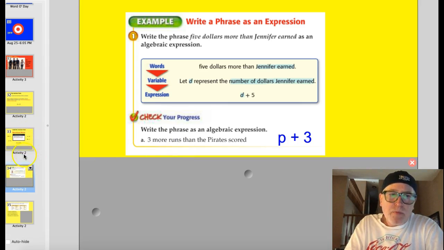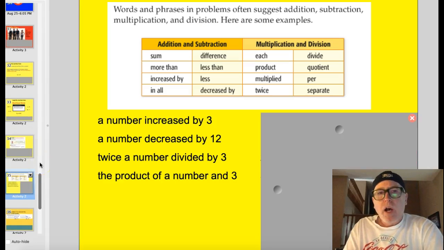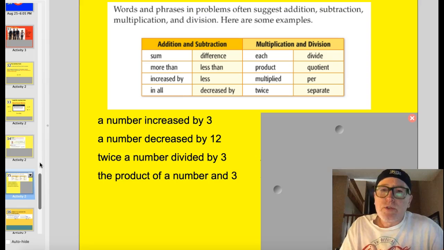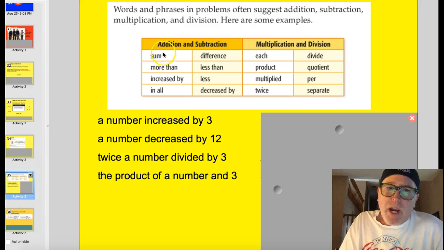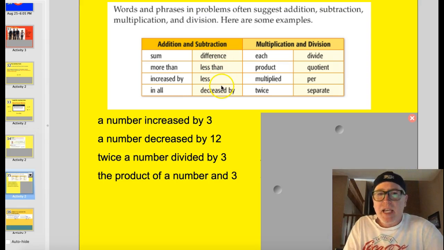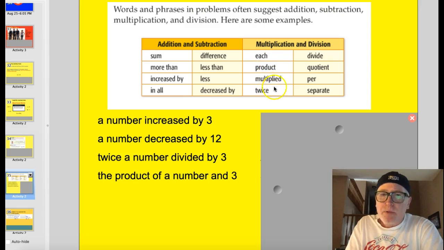Okay, let's keep rolling here. Let's try a couple more. Words or phrases are often used in these problems, and here's just a couple of those key words. For addition and subtraction, we got sum, more than, increased by, in all. Here's your subtraction words, difference, less than, less, decreased by. Multiplication words, each, product, multiplied, and twice. And division words, divide, quotient, per, and separate. Quotient is a really important one. Each, twice, difference, sum. These are some of the ones that kids struggle with. So keep those in mind.